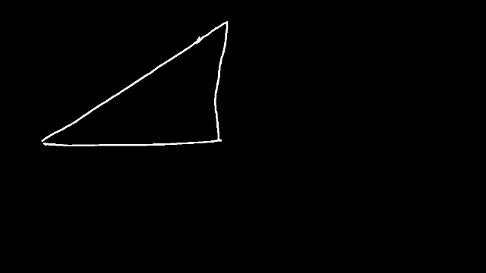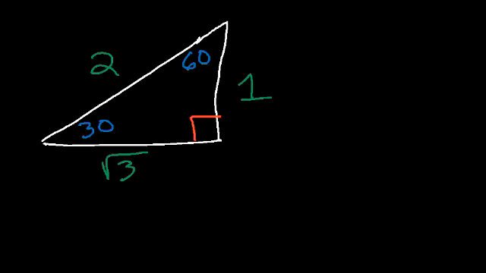Now the next thing that we need to go over is the 30, 60, 90 triangle. Across the 30 is 1. Across the 60 is 1 times root 3, or simply root 3. Across the 90 is 2. Make sure you know this triangle.